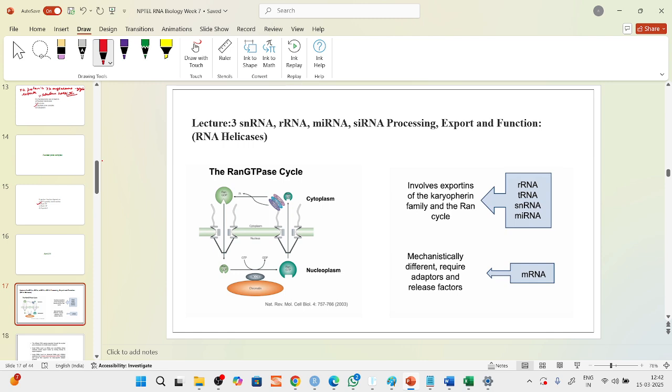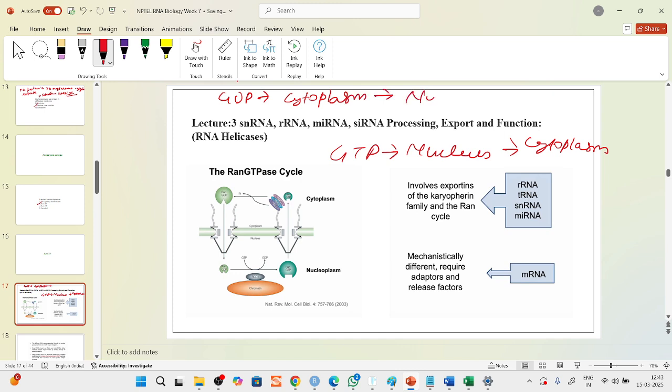Then it gets GTP again, and it is converted to RAN GTP. So GTP has to go from the nucleus to the cytoplasm. RAN GTP can go from the nucleus to the cytoplasm, and RAN GDP can come from the cytoplasm to the nucleus.